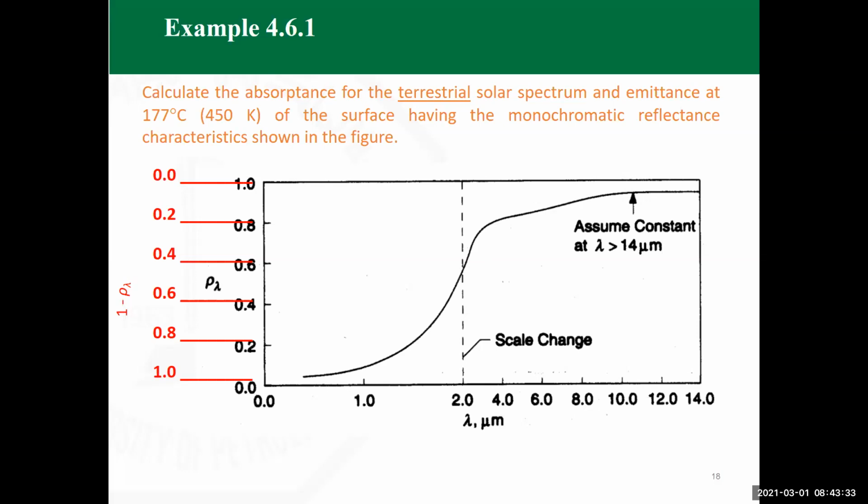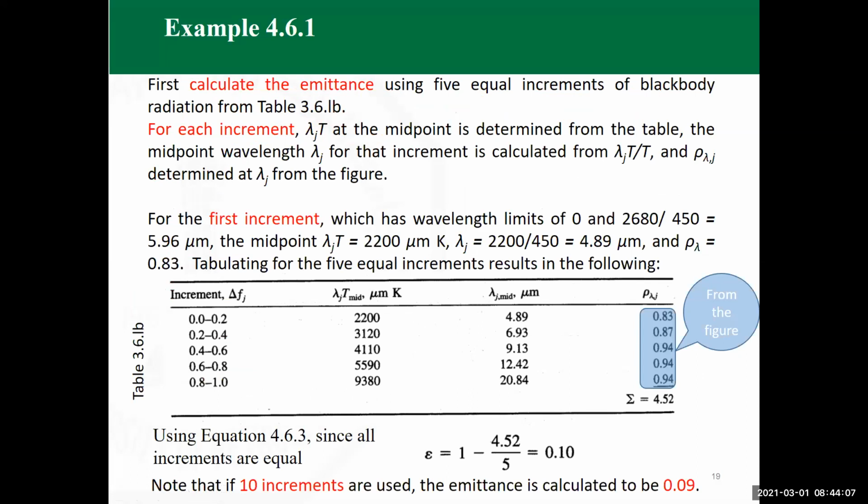So we're talking about a surface property that provides us with a profile of the change of the reflectivity with lambda. What we need is to calculate the absorptance for the terrestrial solar spectrum and the emittance at a temperature of 177 centigrade, which corresponds to 450 Kelvin, of the surface with this profile of the monochromatic reflectivity or reflectance. Now we know the temperature in Kelvin, 450, and we have a table that will help us to obtain the required values.